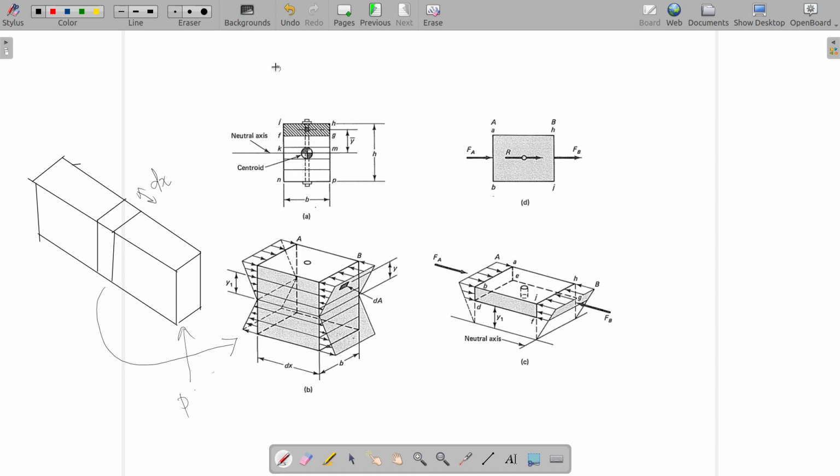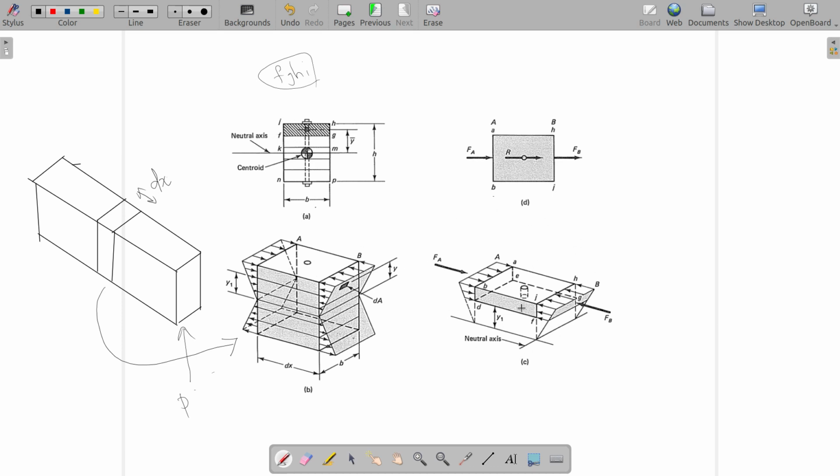So this FGHI section is being considered. Why are we considering that section? You will see that soon. We will take a section, we will consider this section, and we will remove that section from the cutout part of the beam which I have drawn here, which is shown here in figure B. From that I'll consider a section FGHI, and it will be removed.